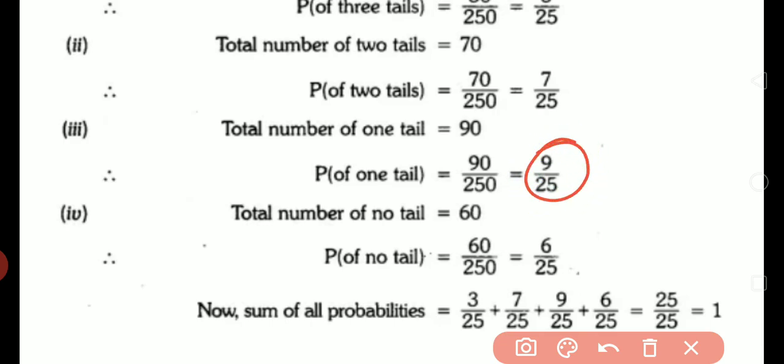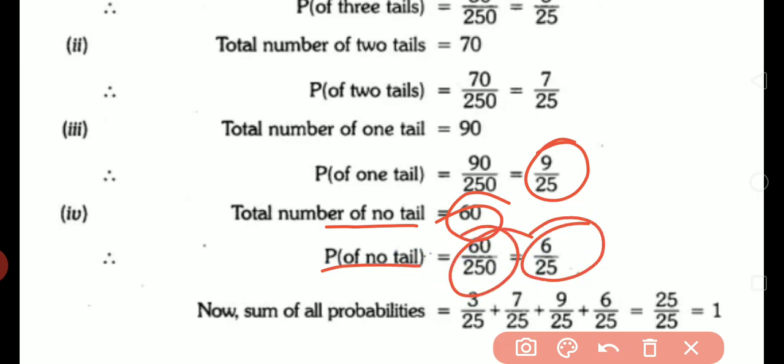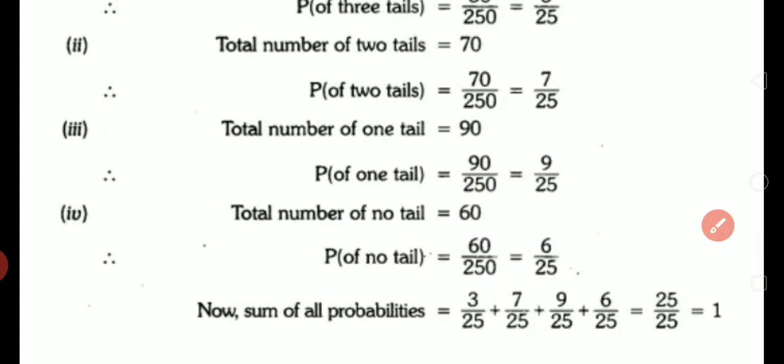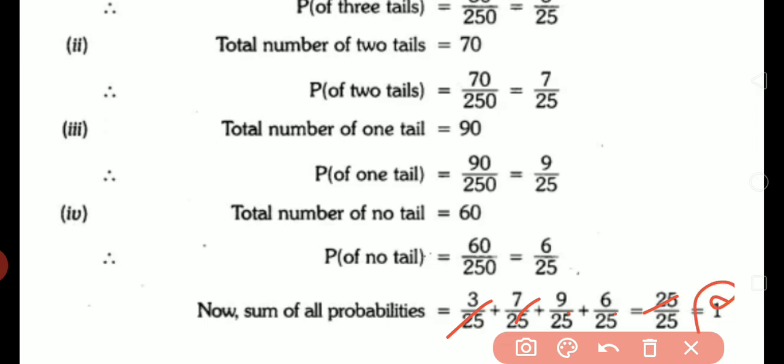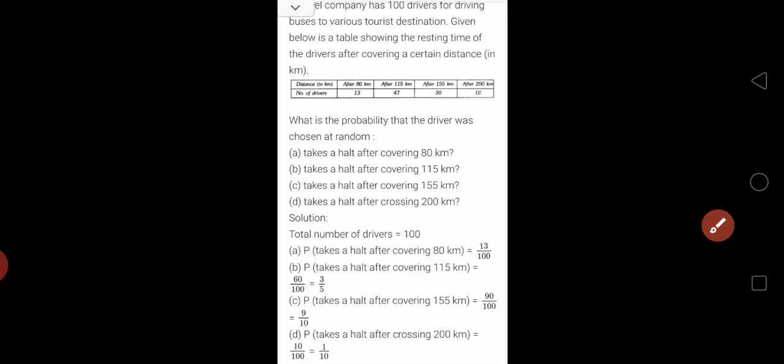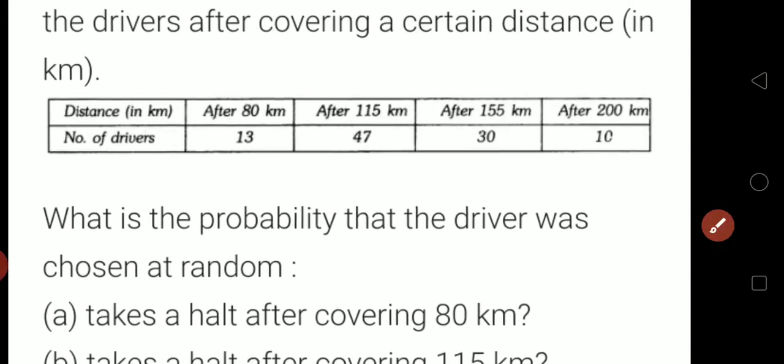And the number of no tails is 60, so the probability is 60 by 250. After cutting 0 you will get 6 by 25. Now you can verify here that the sum of all these probabilities is 25 by 25, that is 1, right? So that is proved here. Let us start the next question.